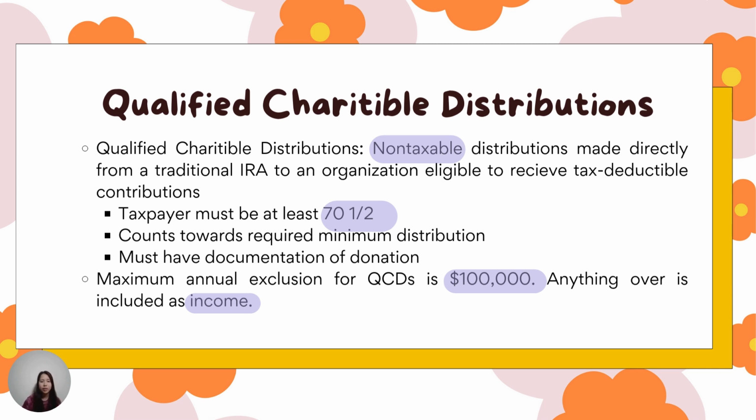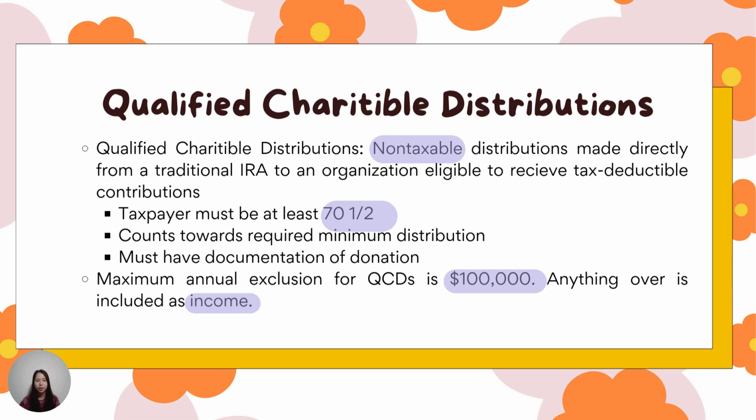Meaning that even if you paid $120,000 into qualified charitable distributions, that $20,000 is still included as income. Meaning you can't exclude it.